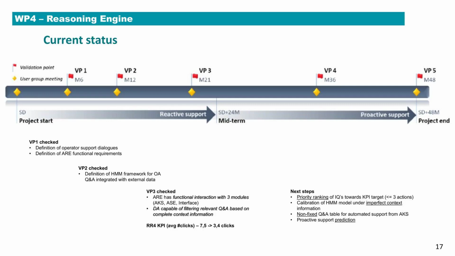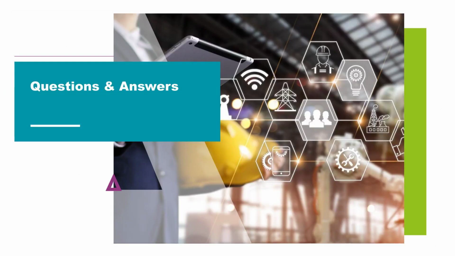Until now, the context is assumed to be perfect, but at the next step, we will consider imperfect contexts and try to see how many feedback loops would be needed to achieve precise support, while introducing these priority rankings using the probability framework. We will look at a not-fixed question-answer table with the help of NLP techniques. Thank you for your attention.